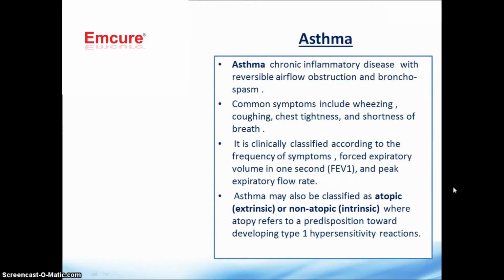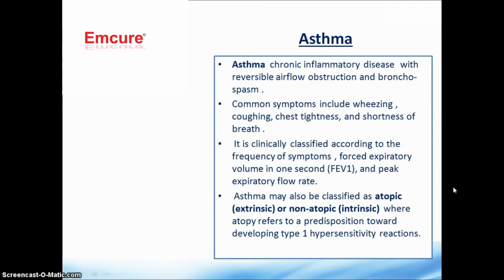weight. So if we go on to the next slide, which talks about bronchial asthma, we will come to understand the difference between the two. Asthma is a chronic inflammatory disease with reversible airflow obstruction and bronchospasm. So there is an element of reversible airflow obstruction along with a spasm. Common symptoms include wheezing, coughing, chest tightness and shortness of breath.